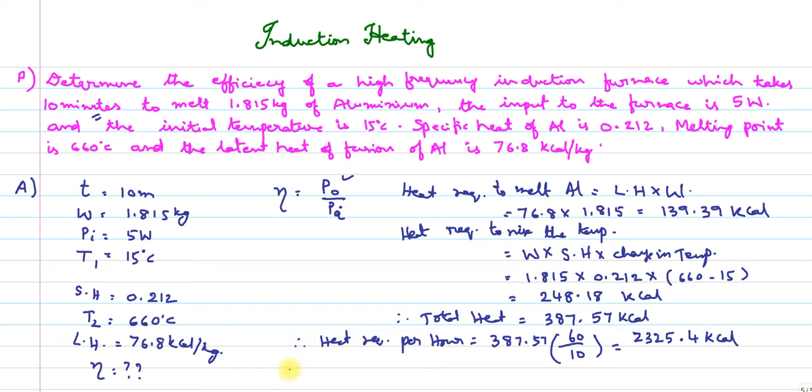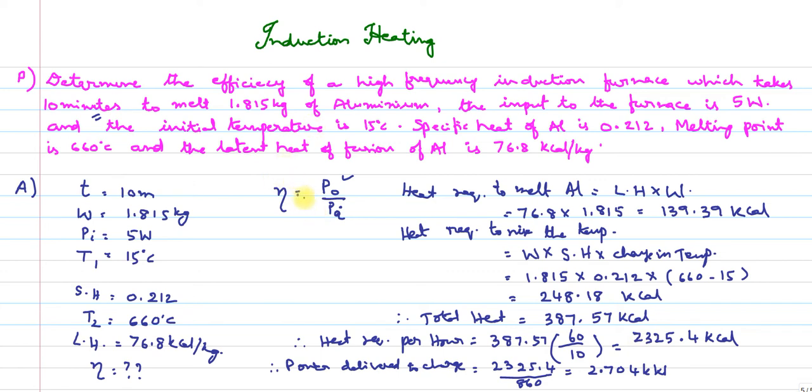So now we can convert this into the power delivered to charge, or output power. So power delivered to charge is the output power. So that is 2325.4 kilocalorie divided by 860. Then I can convert this into kilowatt: 2.704 kilowatt. So this is the output power.